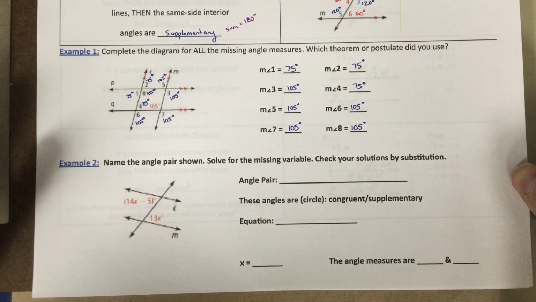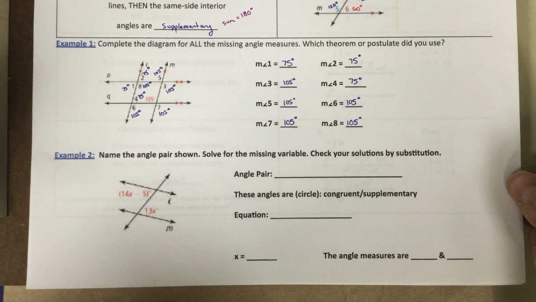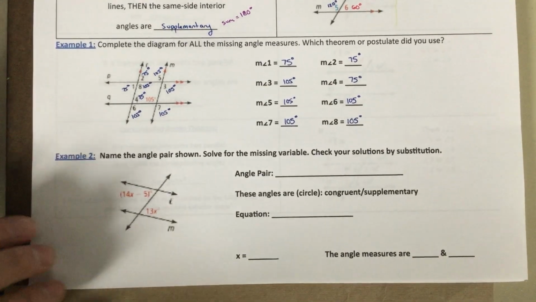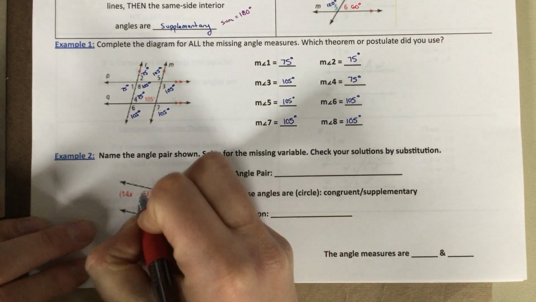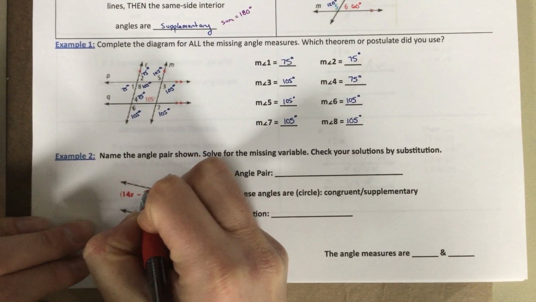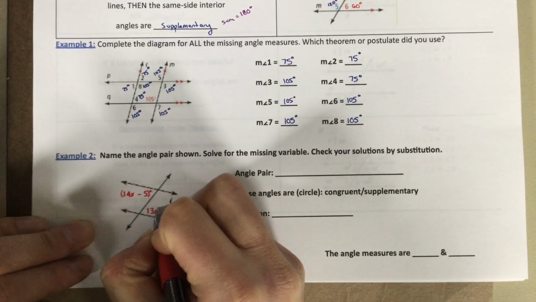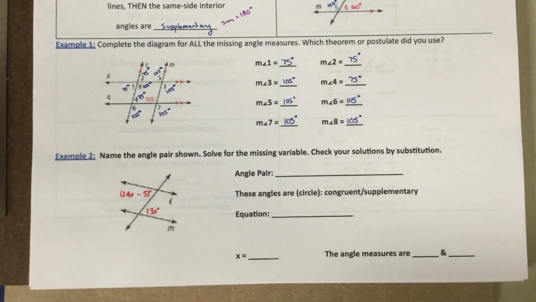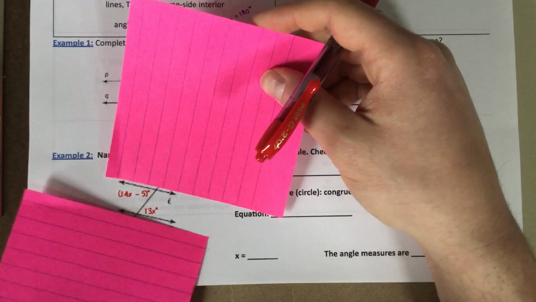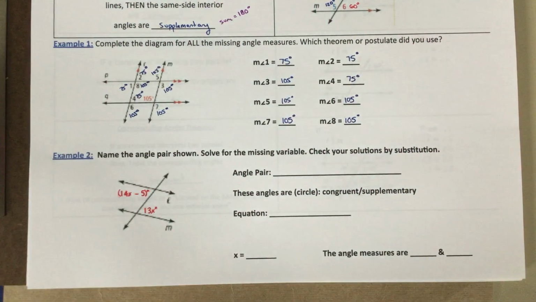Problem 2. Name the angle pair shown, solve for the missing variable, check your solutions by substitution. So first we got to figure out what is this special angle pair. I'm sorry, this came out a little faded. This is a 14x minus 5 degrees, and this is a 13x. When looking at this problem, it looks like they are on the interior, but on alternating sides of our transversal, right? So they're on alternate sides of that transversal.